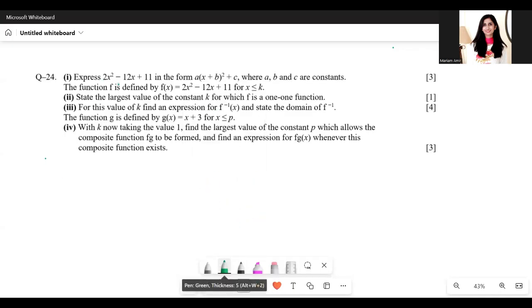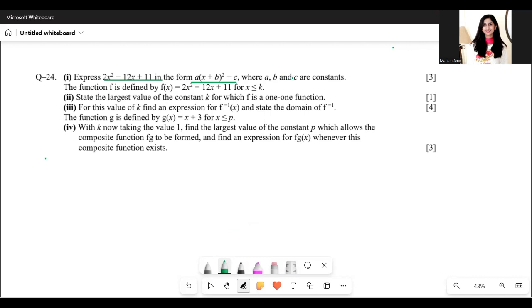Express 2x² − 12x + 11 in this form, the completed square form, where a, b, and c are constants. Okay, so this is a question on quadratics. Let's first take 2 common from the first two terms. We get x² − 6x, and just let 11 be for now.